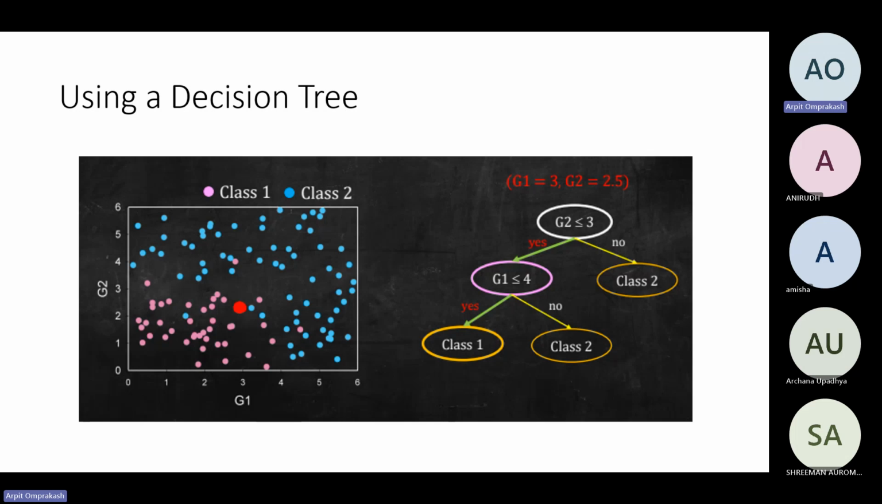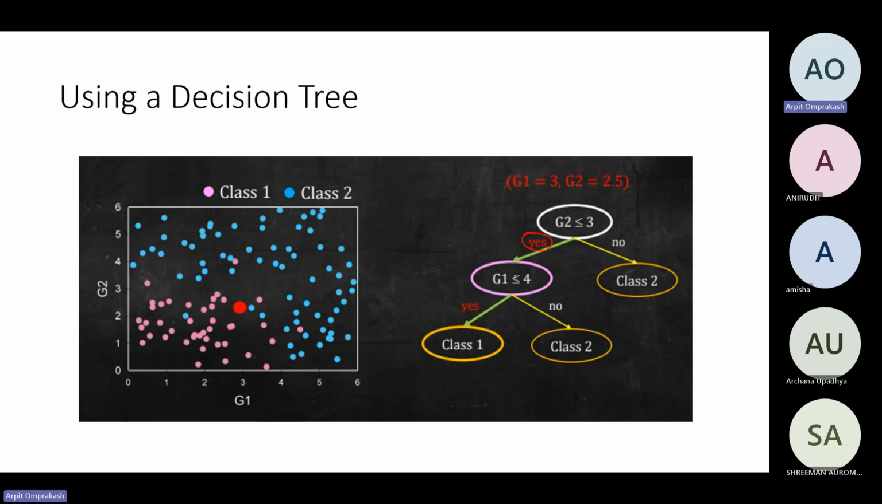So how do we use a decision tree now? Once we build a decision tree, let's say we want to figure out this new red point, which is basically G1 is 3 and G2 is 2.5. Where does it fall? We'll see our tree. We'll start from here and ask the questions that come. The first question is G2 is less than equal to 3. G2 is 2.5, which is less than equal to 3, so we select yes and we move here.